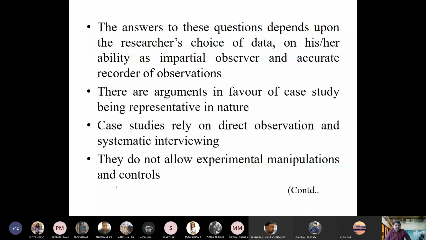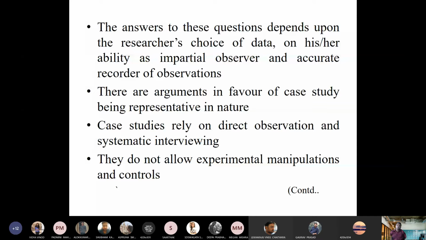And see, there are arguments in favor of the case study being representative in nature, because some people also argue that case studies are very much representative in nature, because they represent the things also. Case study relies on direct observation and systematic interview, because here in the case study, what is happening? We are directly observing somebody, and we are also systematically interviewing, taking the interview from some person. They don't allow experimental manipulations and controls. So what generally happens in the case study method? Generally, they never allow any kind of experimental manipulation and controls.